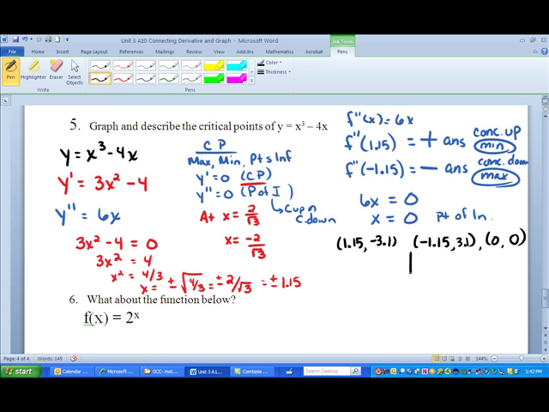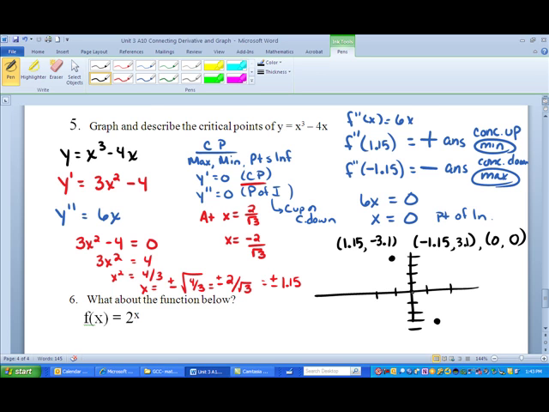So let's look at what the graph looks like here. I have a critical point at positive 1.15 and negative 3.1, so somewhere down there, and that is going to be my minimum. And then at negative 1.15, I have a critical point up here at 3.1.